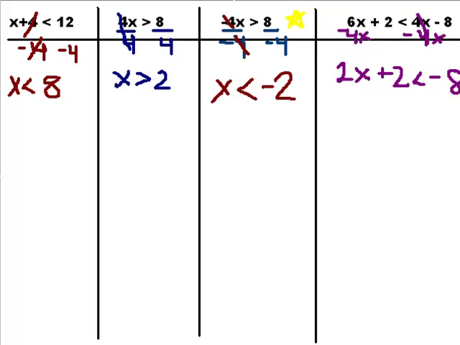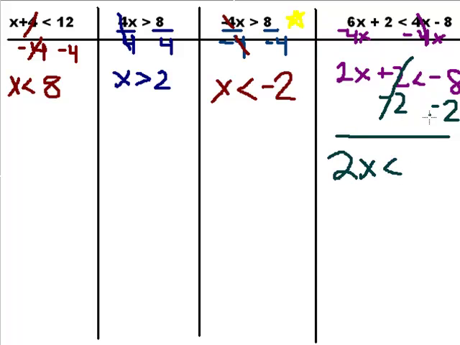Now I want to get rid of the plus 2 here so that I get all my numbers to the right side. So I'm going to subtract 2 from both sides. So that leaves me with 2x here. These two 2's cross off. And I have negative 8 plus a negative 2. That gives me negative 10.